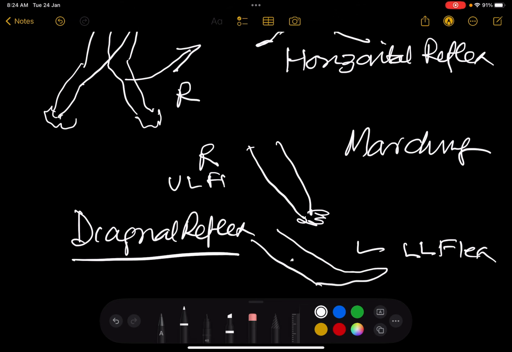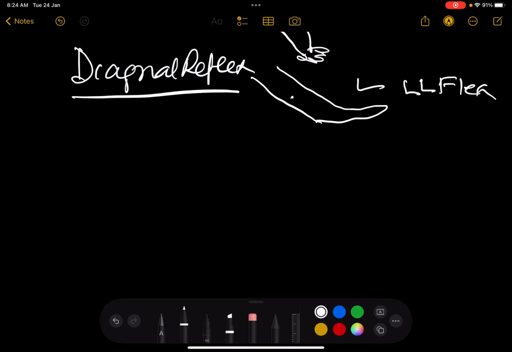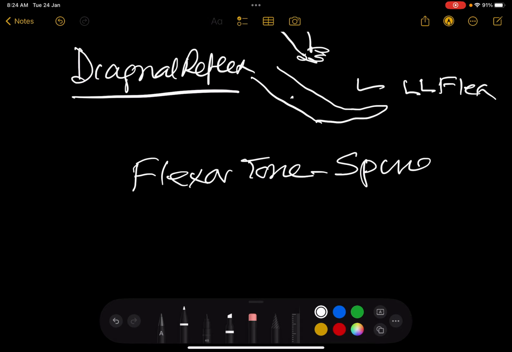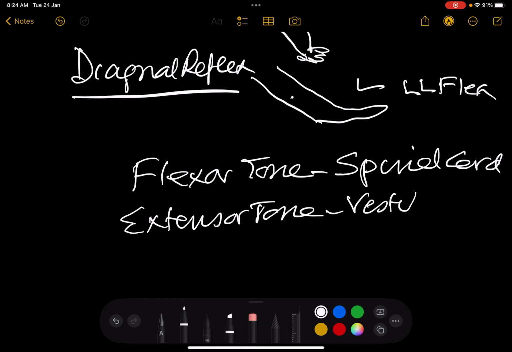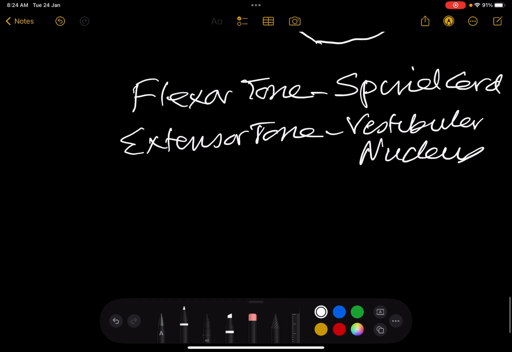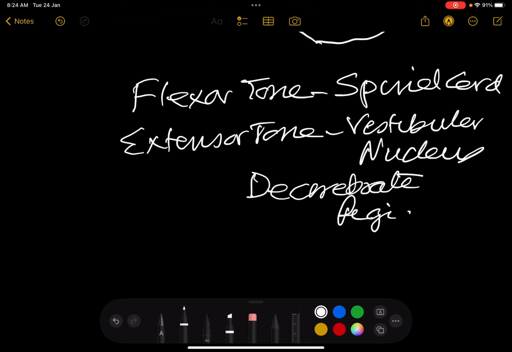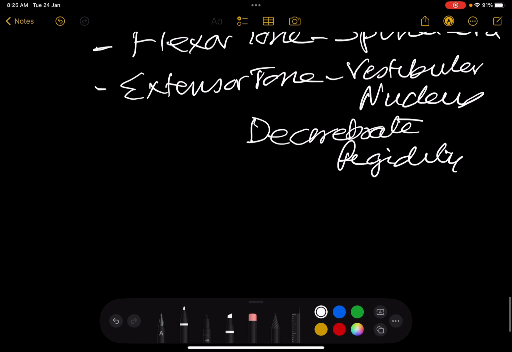So all these are reflexes at a lower level, and this is what will be controlled by the higher centers of the extrapyramidal system. Basically, flexor tone is controlled by the spinal cord. The extensor tone is controlled by the vestibular nucleus. So if there is a section above the vestibular nucleus, then the person will go into extensor rigidity, which is called decerebrate rigidity. Why is flexor tone the lowest tone of the spinal cord? Because the fetus is in complete flexion when it is floating in the uterus.